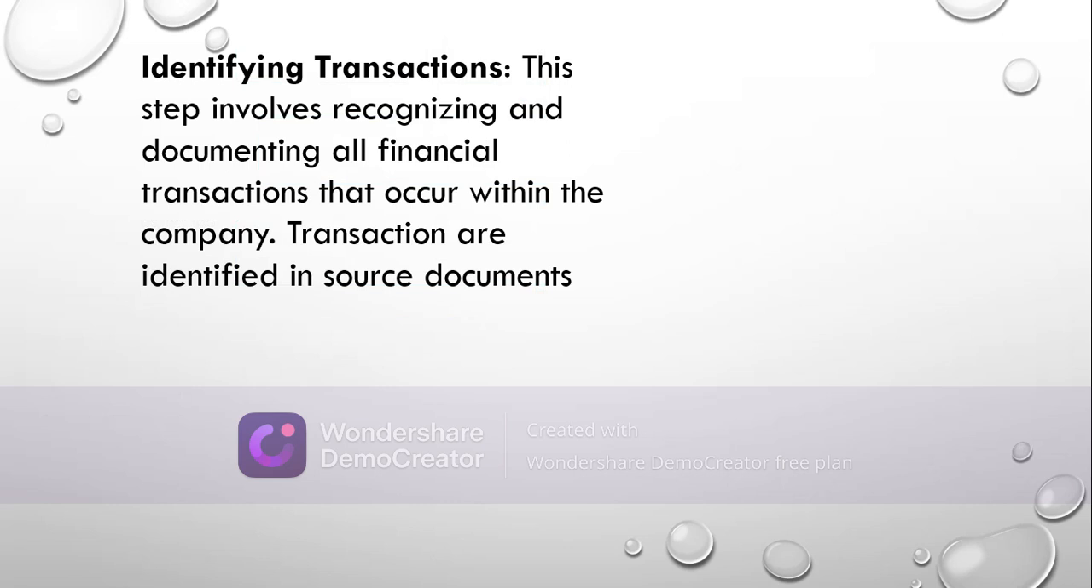For more highlights, I'm going to give you a step-by-step process on how to record, analyze, and report financial information. The first on our list is identifying the transaction. As said before, this is the step of recognizing and documenting all financial transactions that occur within the company. Like I said before, transactions and events are identified in the source documents.